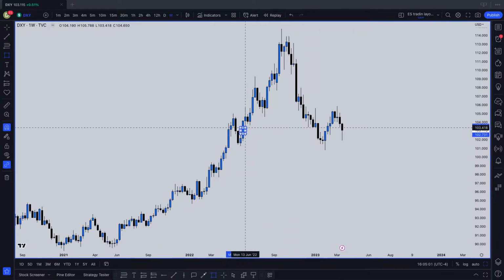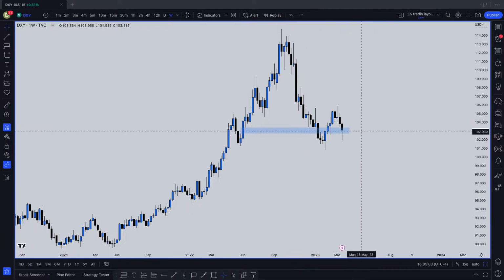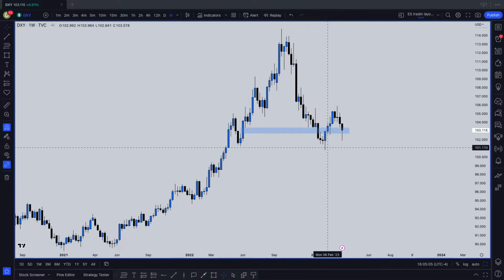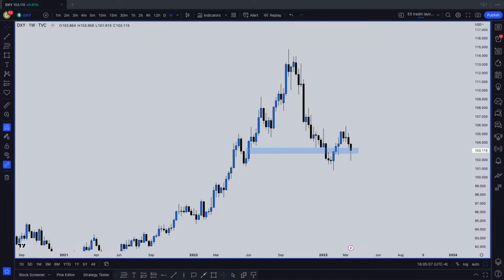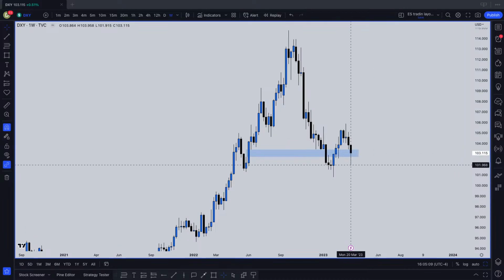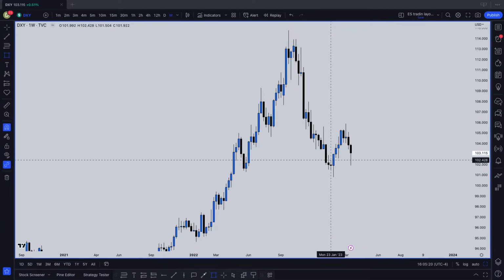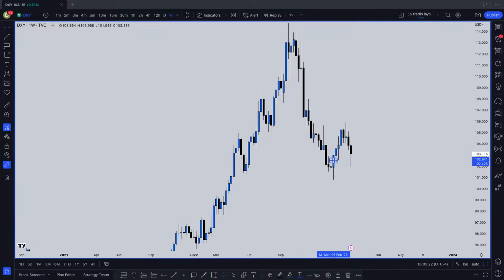Some things that are noteworthy going into this week for the dollar index is the balanced price range that we've been looking at these past few months, on the downside and then on the upside. We've seen that price has wicked below it, but we closed above the 50% of that level, which is indicative of strength. So the fact that we closed above the balanced price range.